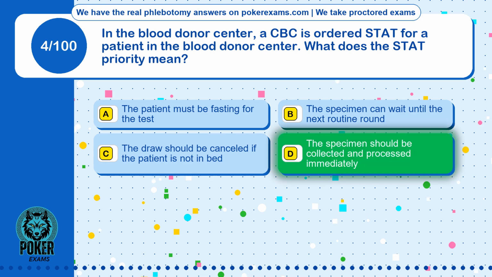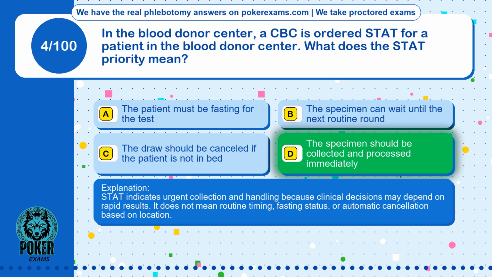The correct answer is option D. The specimen should be collected and processed immediately. STAT indicates urgent collection and handling because clinical decisions may depend on rapid results. It does not mean routine timing, fasting status, or automatic cancellation based on location.